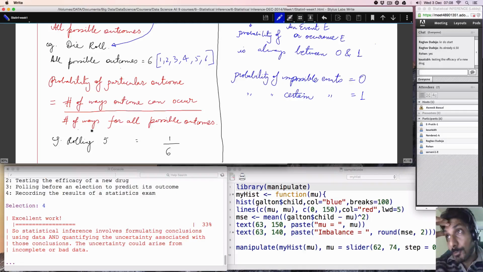The probability, I am rolling 2 dice now. First, what are the number of ways for all possible outcomes? How many possible outcomes are there if I roll 2 dice? Possible outcomes are 36, right? Is this clear? Okay, now don't confuse possible outcomes with possible outputs.